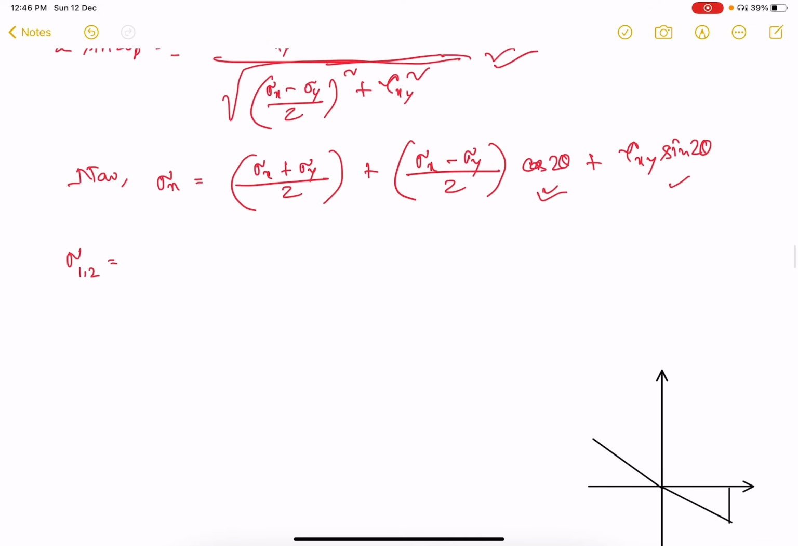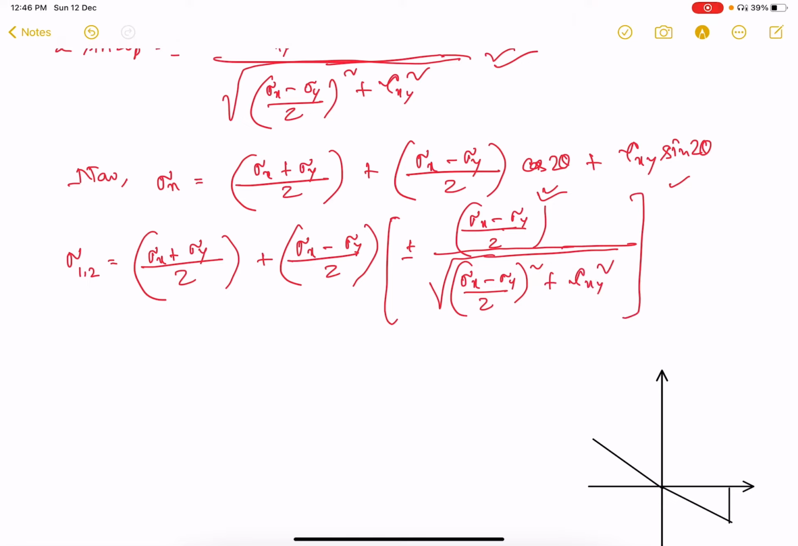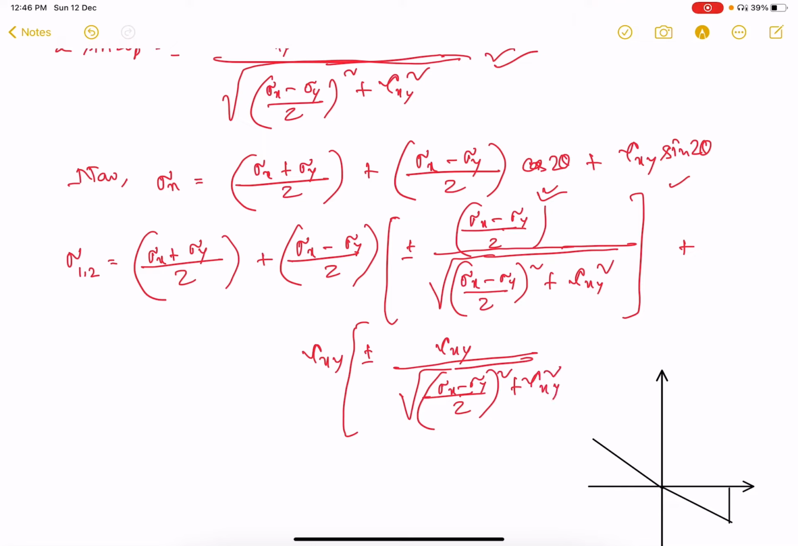Now what it will have: (sigma x plus sigma y) divided by 2, plus or minus (sigma x minus sigma y) divided by 2 times (sigma x minus sigma y) divided by 2 over the root of ((sigma x minus sigma y) divided by 2) whole square plus tau xy square, again plus tau xy, and the sine value is plus or minus tau xy over the root of ((sigma x minus sigma y) divided by 2) whole square plus tau xy square.